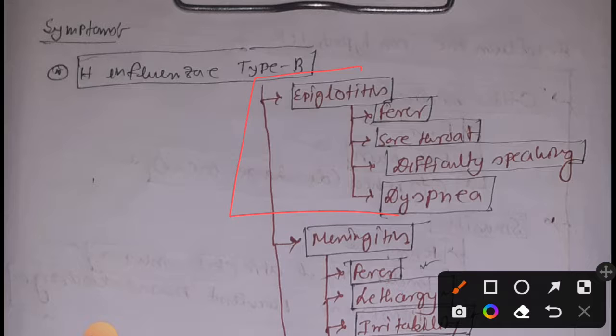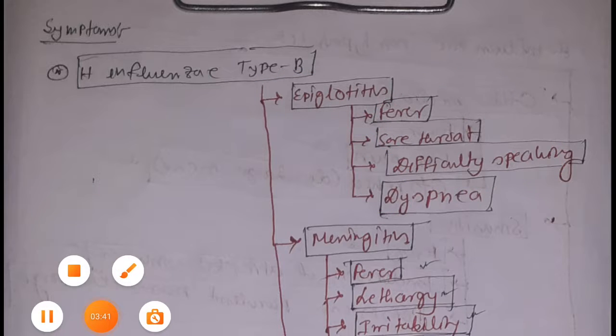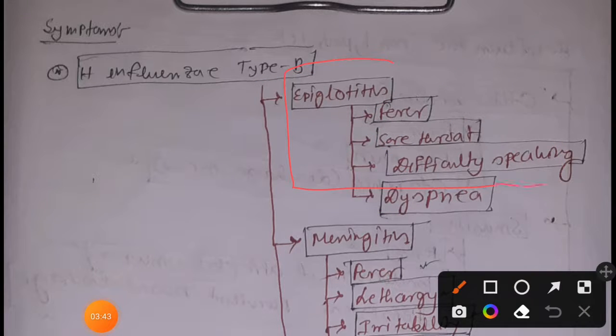Okay, so in epiglottitis the associated symptoms are fever along with sore throat. I told you it is a throat-related condition, along with difficulty speaking. You are having an infection in the throat, so it is obvious that you will have difficulty speaking, along with dyspnea. So that is epiglottitis: fever, sore throat, difficulty speaking and dyspnea.